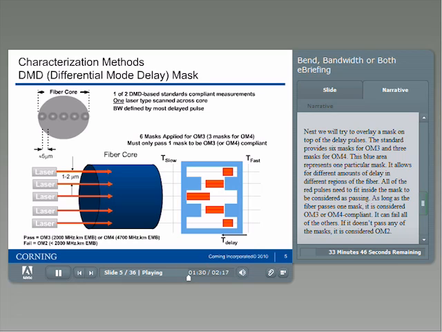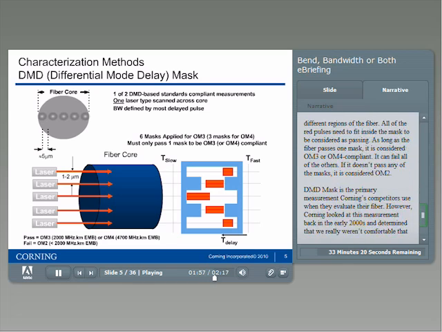The standard provides 6 masks for OM3 and 3 masks for OM4. This blue area represents one particular mask. It allows for different amounts of delay in different regions of the fiber. All of the red pulses need to fit inside the mask to be considered as passing. As long as the fiber passes one mask, it is considered OM3 or OM4 compliant. It can fail all of the others. If it doesn't pass any of the masks, it is considered OM2.